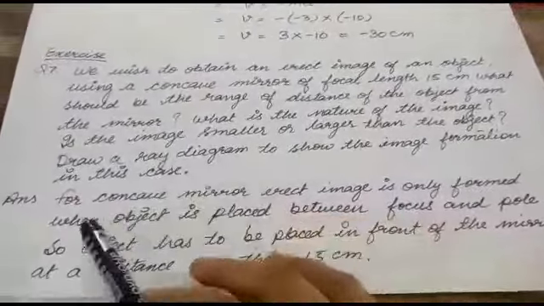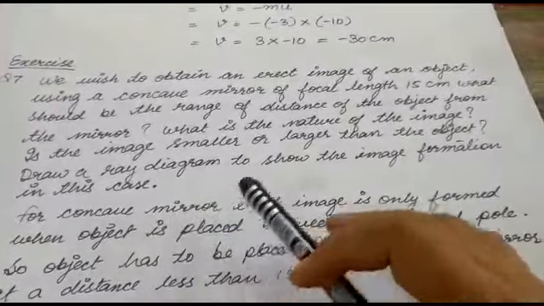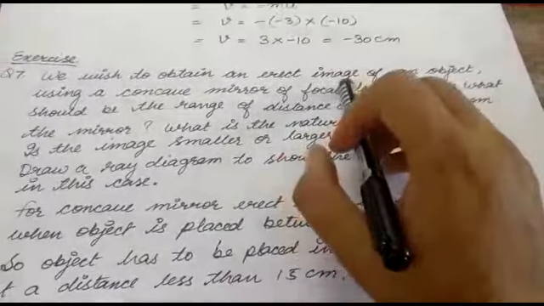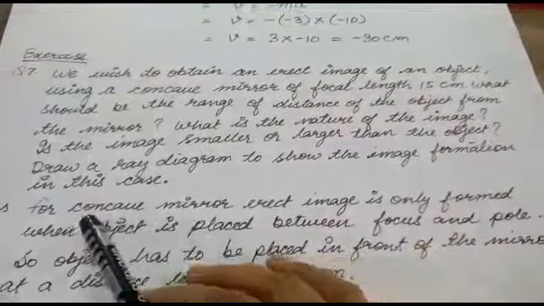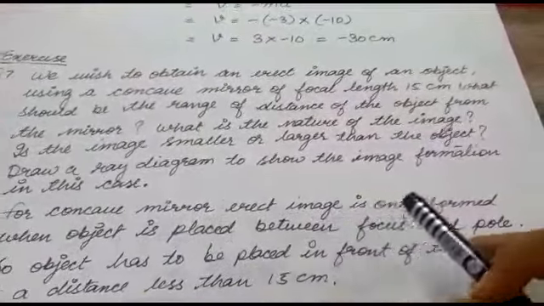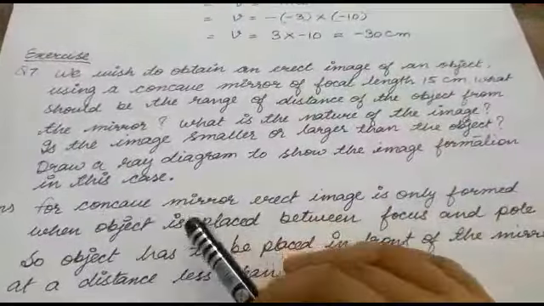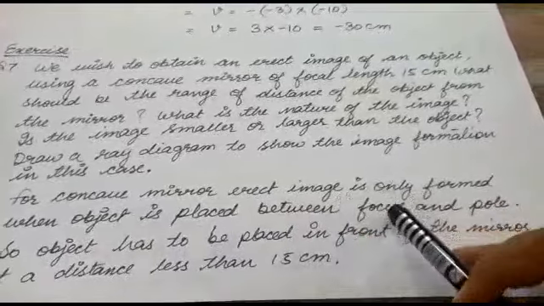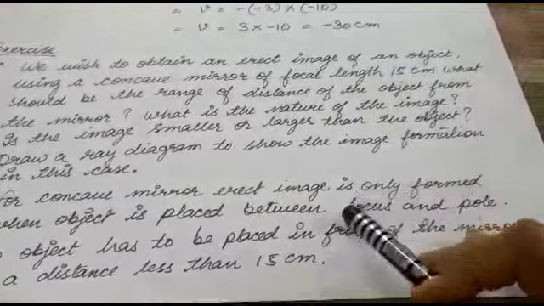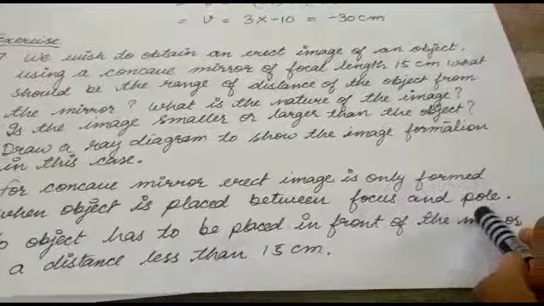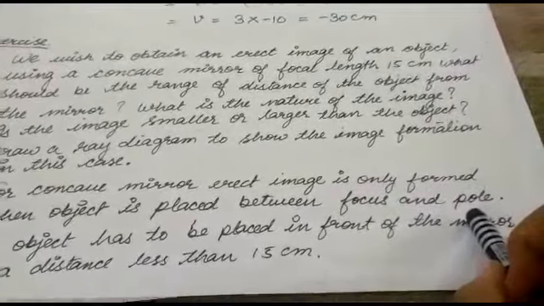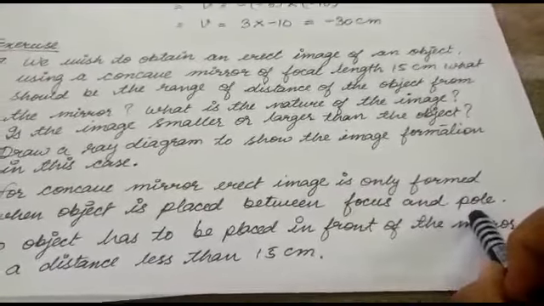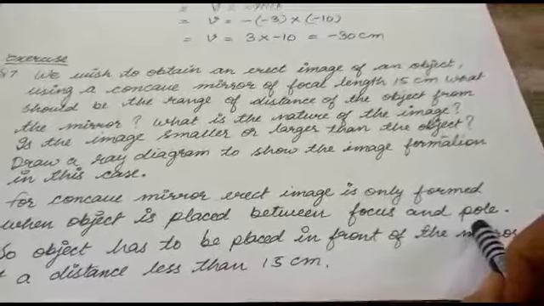Let us see this thing. For a concave mirror, we have to find out when the erect image is formed. We know that for a concave mirror, an erect image is only formed when the object is placed between the focus and the pole. Between the focus point and the pole, if the object is kept, then only we get an erect or virtual image from the concave mirror.